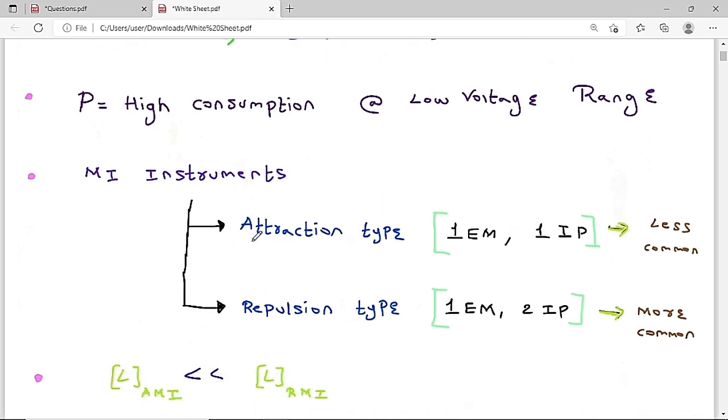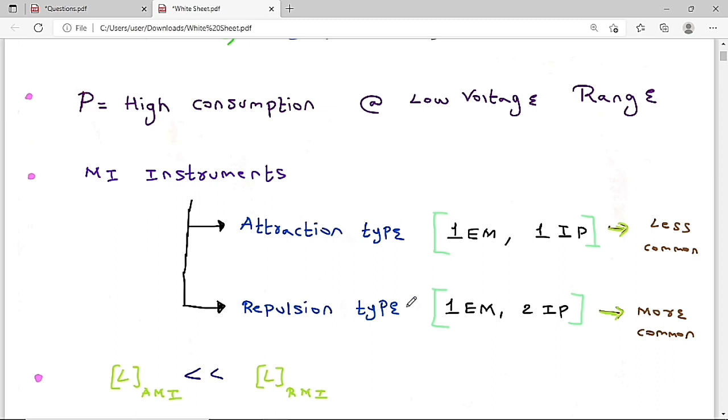The next one is here. Moving iron instruments are classified into two types: one is called the attraction type moving iron instrument, and the other is called the repulsion type moving iron instrument. In the attraction type, we have one electromagnet as well as one iron piece. Whenever you give a supply to the electromagnet, the iron piece is going to get attracted. That is the reason it is called the attraction type moving iron instrument.